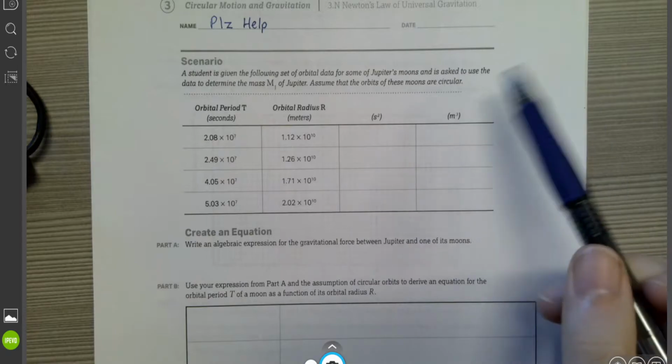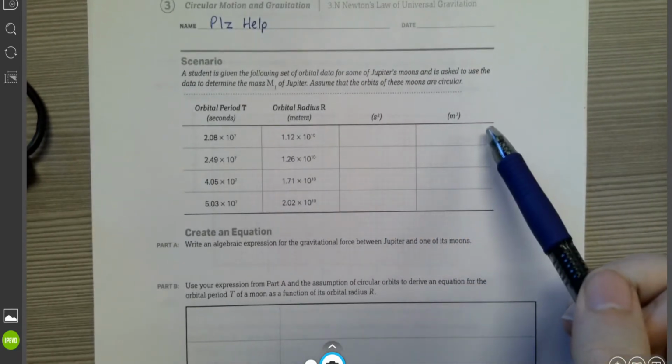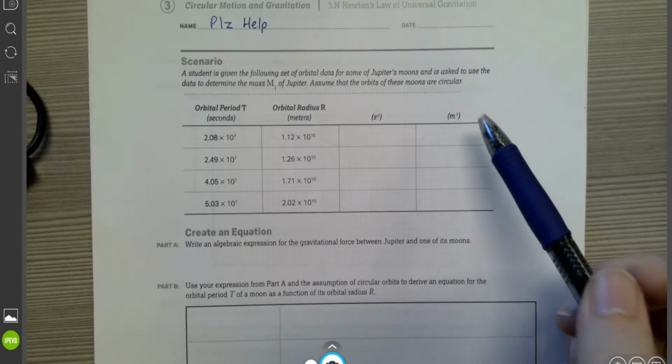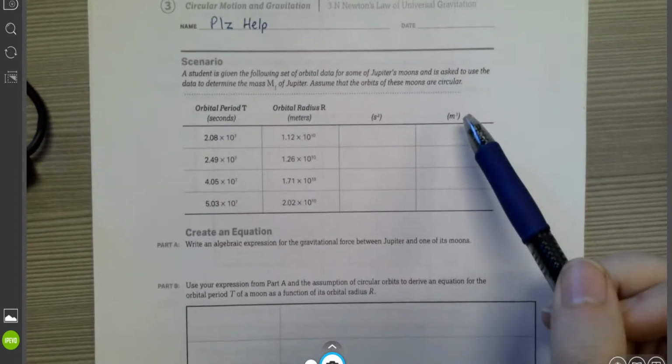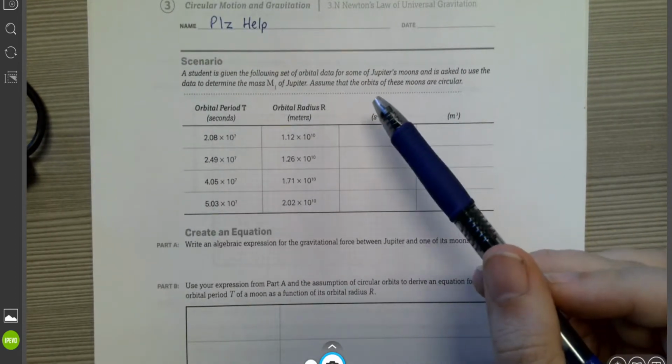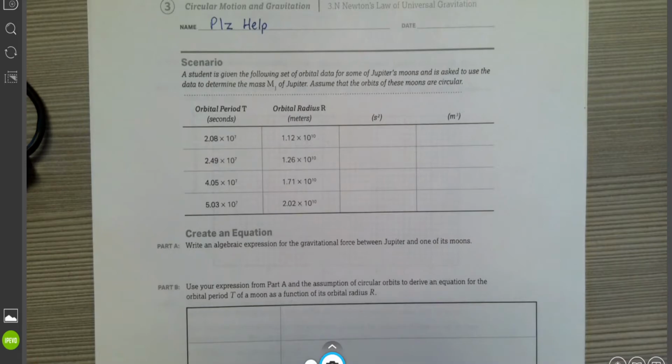This entire thing reeks of Kepler's laws, because there's a relationship between the period squared and the distance between the two objects cubed. So it looks like it's going to make us crunch this data.